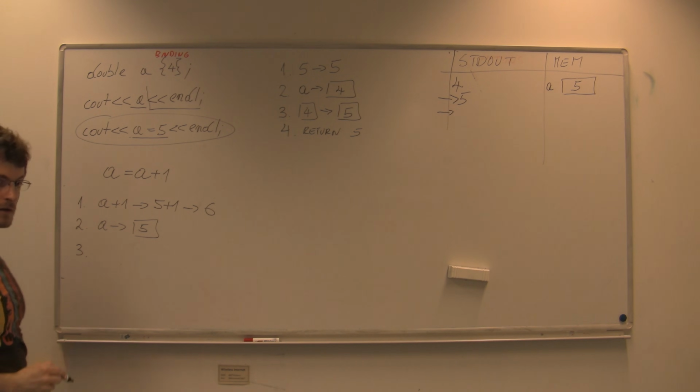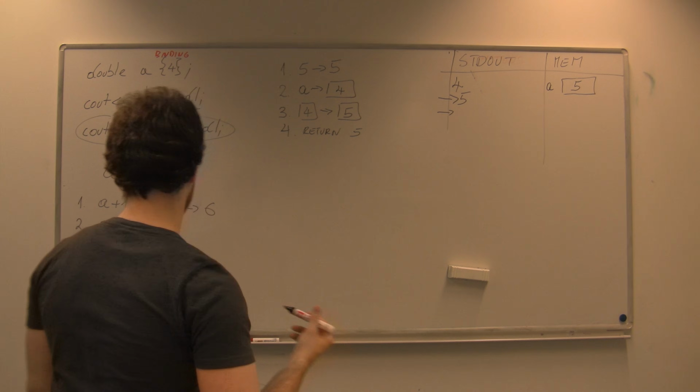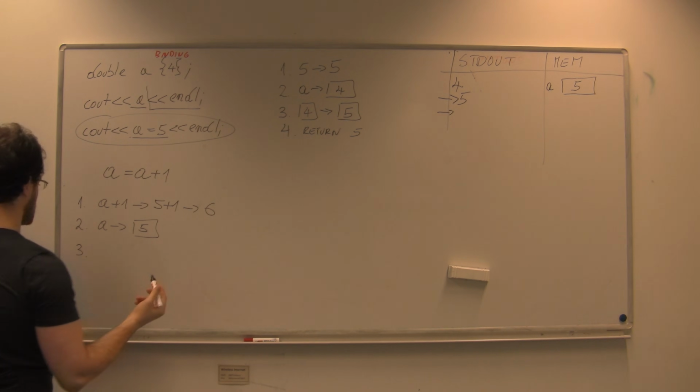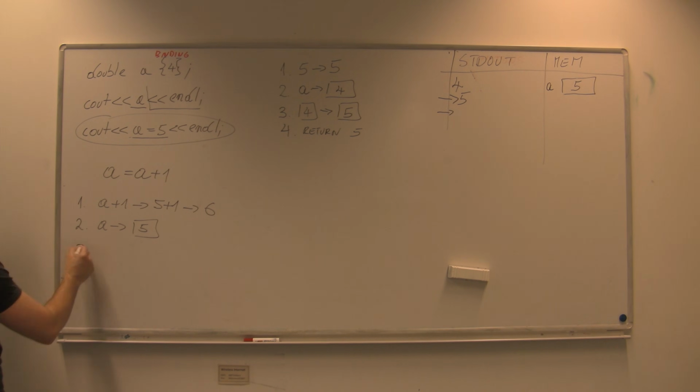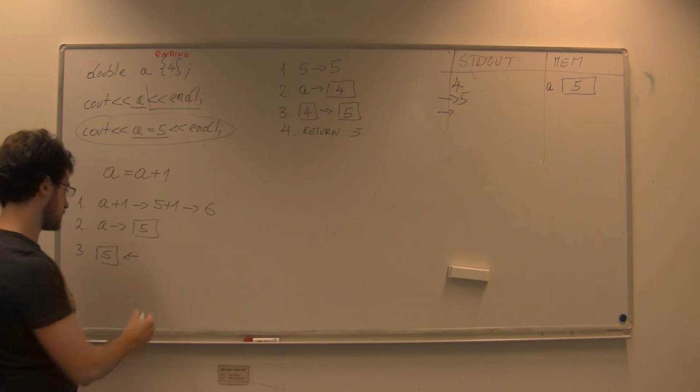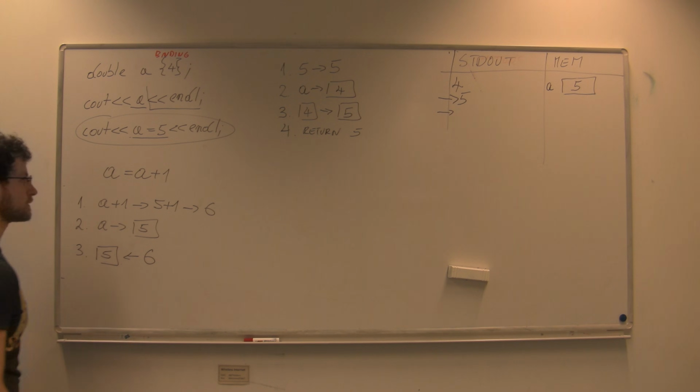This is important to have in mind when we evaluate expressions like this. Finally, we will assign to this box the value of the right-hand side. That's the number 6.